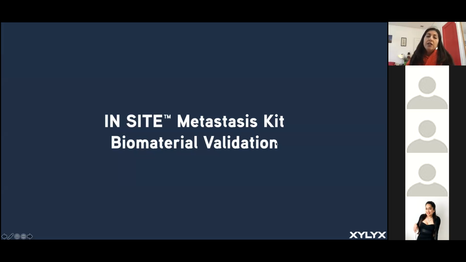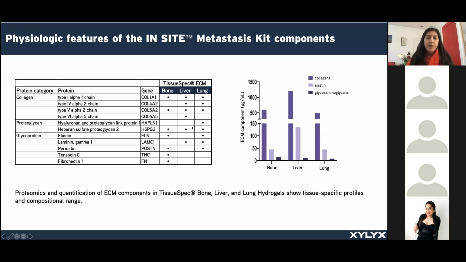So let me talk and show you a little bit about our biomaterial validation data. One important feature of this ECM is its specific protein profile. In these tables, we can see in detail a mass spec summary of the proteins involved in tumor growth and metastasis. We can observe a differential tissue expression of the ECM proteins, making each component of this kit unique. As you can see, bone is first, then liver and lung, and if you go down in the list, we have these collagens, proteoglycans, and glycoproteins, and you can observe and analyze the differential expression of these proteins.